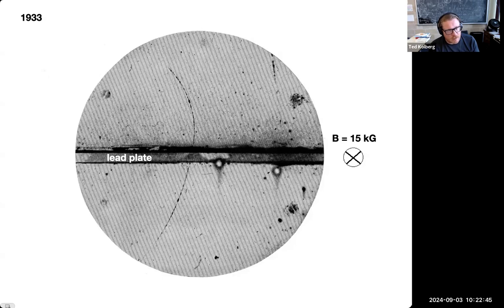This cloud chamber is immersed in a magnetic field, as we discussed last time. Here, this is a field of 15 kilogauss, which is pointing into the plane of the screen as this picture is taken. One problem that people had in interpreting the results of these experiments is that it was hard sometimes to infer what the direction of a particle propagating through the material was.